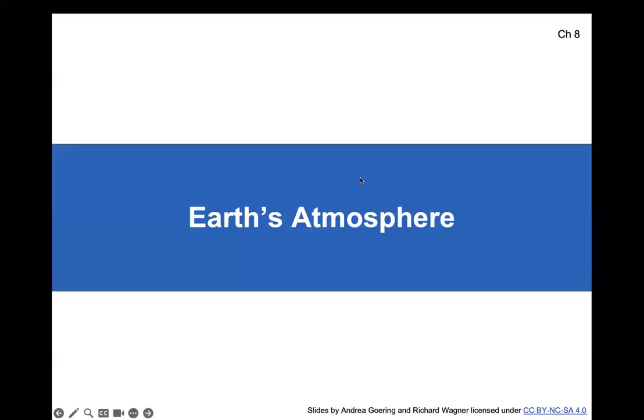All right, so continuing with chapter 8, we've finished talking about Earth's interior and its magnetic field, including how that magnetic field helps protect the atmosphere. So now we're going to get into more details about the composition of the atmosphere and about how it can change from certain influences.